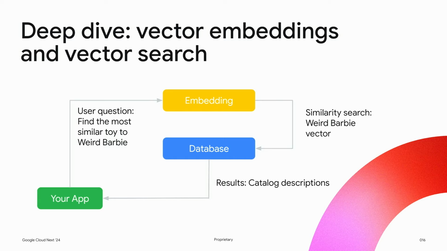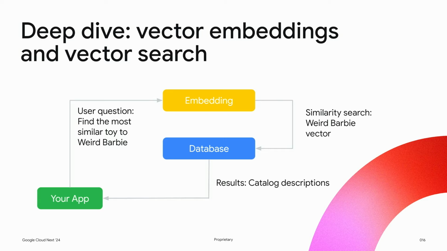So here on the screen is a very simple diagram of how you might construct an app and how the data is flowing. Your app is here in the green box. Then the user will type some text input, some question like, hey, find me the closest other toy to Weird Barbie, for example. We do use an embedding model.